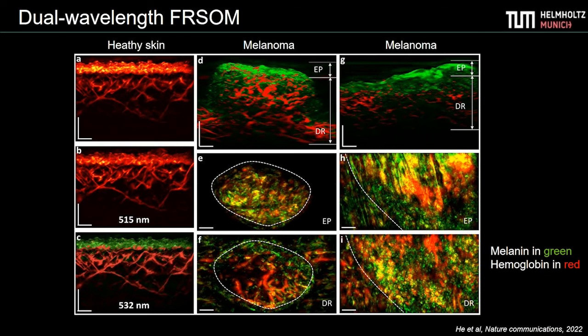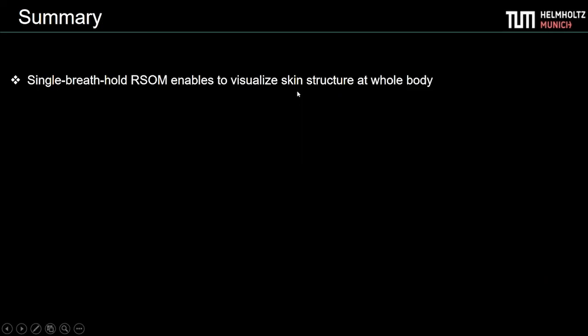Furthermore, we also implemented a dual wavelength fast RSOM. We use two wavelengths, 515 and 532 nanometer, and by using these two wavelengths, we can differentiate melanin and hemoglobin. This two-wavelength scan took around 30 seconds, so unfortunately it cannot be done in a single breath hold. Here we show, for example, the images from 515 and 532, and then two colors to highlight the melanin and the vasculature, hemoglobin. And here it is more clear.